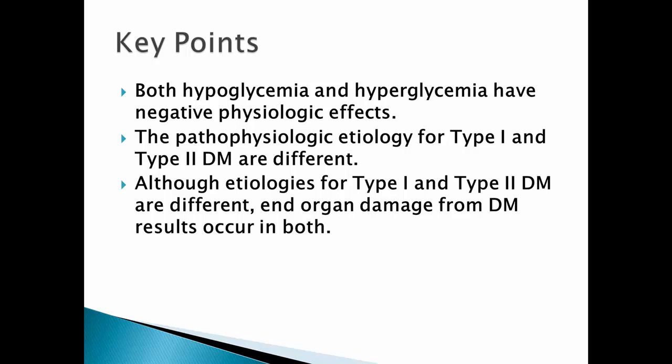So if we pull a bunch of these pieces together, both hypo and hyperglycemia have very negative physiologic effects. We talked about the difference in the pathophysiologic etiologies for type 1 versus type 2. And although the etiologies for type 1 and type 2 are different, the end organ damage from diabetes occurs in both, and we want to be sure that we have an understanding of those.